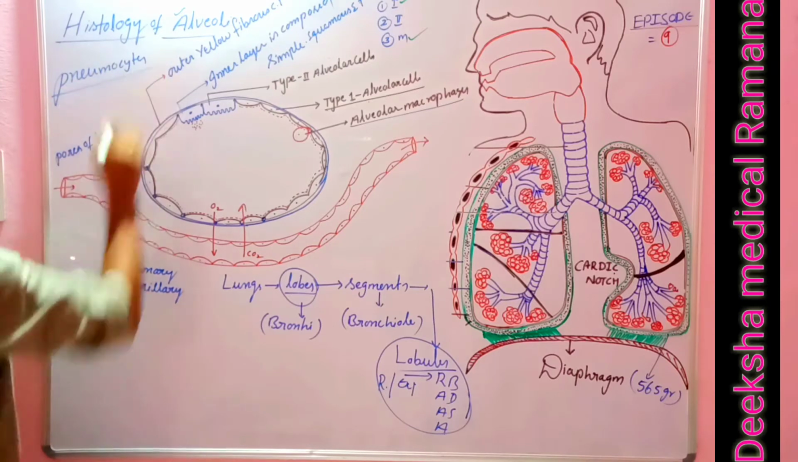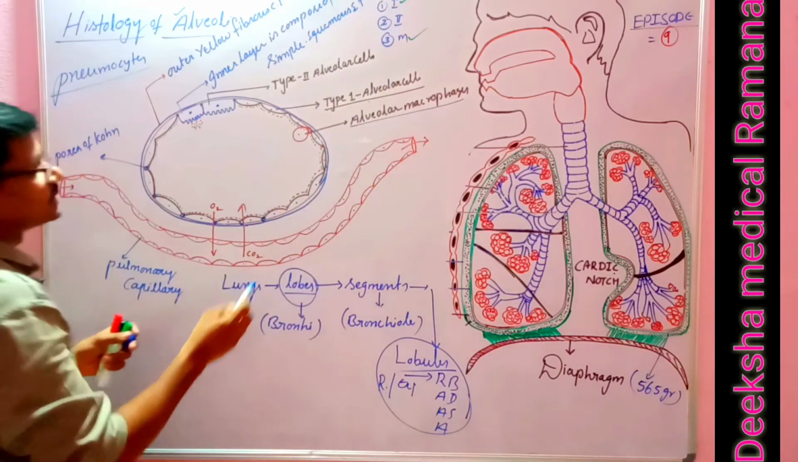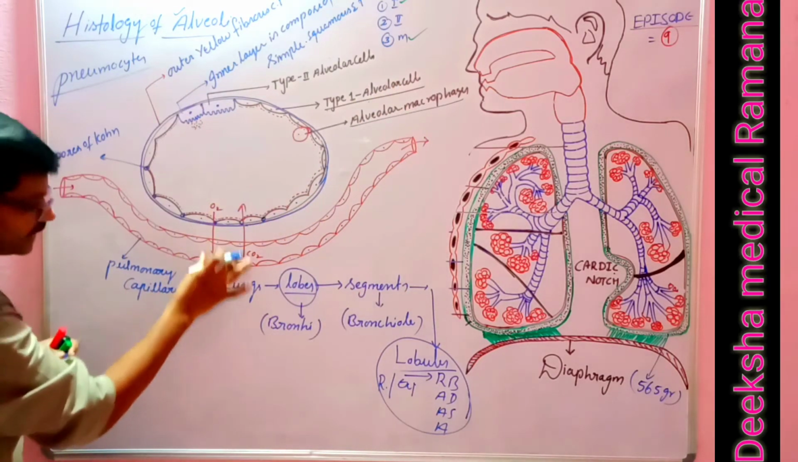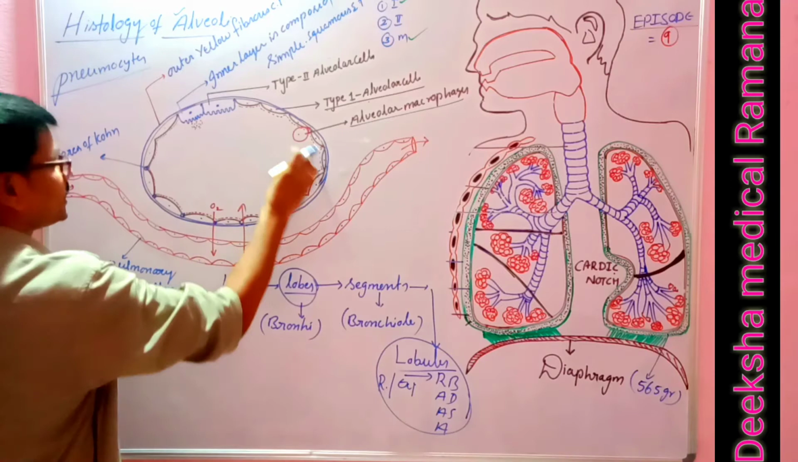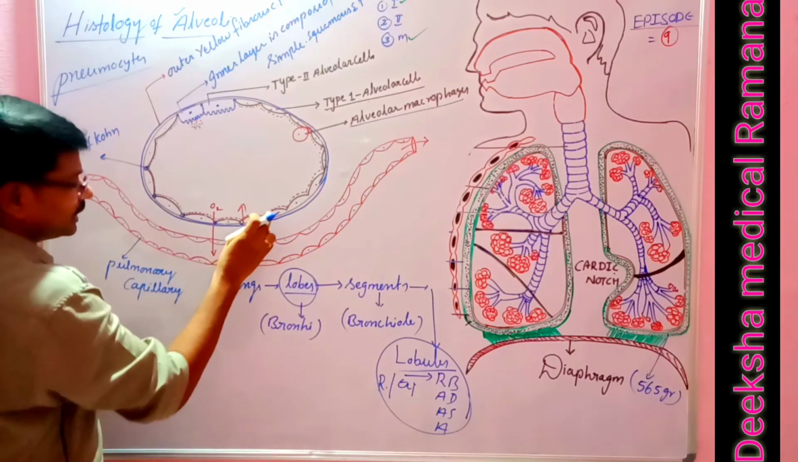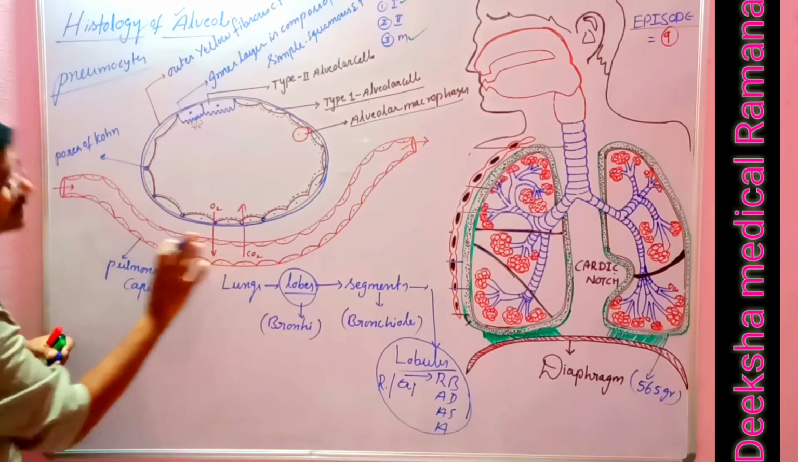Now let me explain the use of the first type of alveolar cells. The first type of alveolar cells are very important for exchange of gases, right? These are numerous. They are made up of simple squamous epithelial cells. These are involved in the exchange of gases.